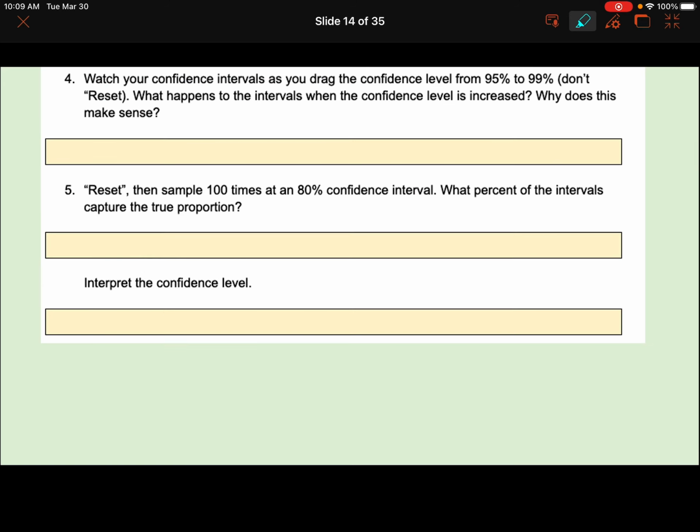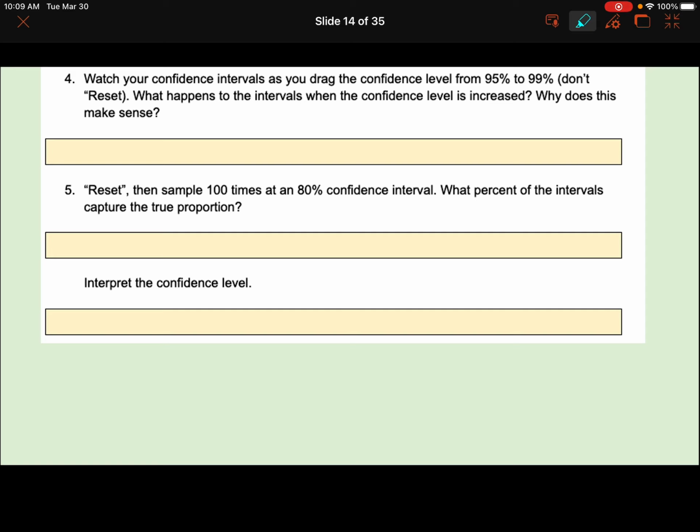Okay. Question 4. Watch your confidence intervals as you drag the confidence level from 95 to 99%. Don't reset it. You're just changing the confidence levels. What happens to your intervals, and why does this make sense? Go ahead and try that and ponder why that might make sense. So you're like, what's happening and why does that seem like it makes sense?